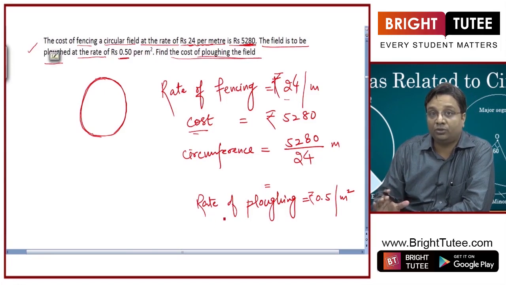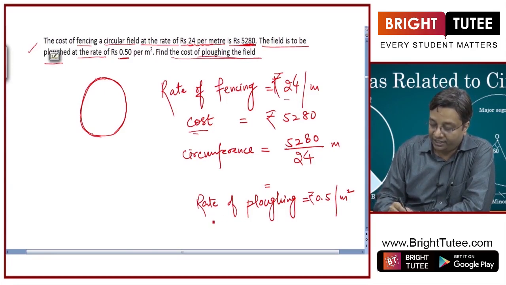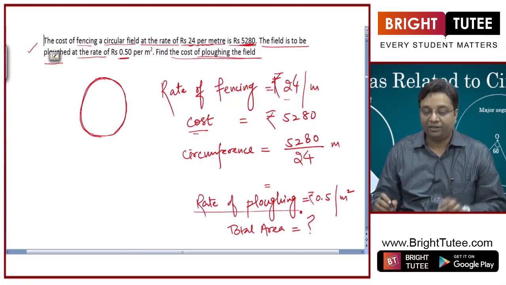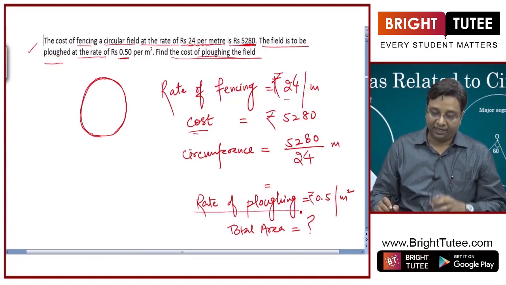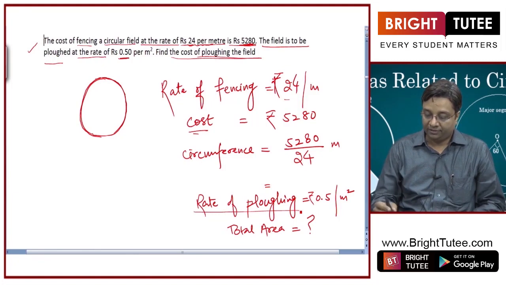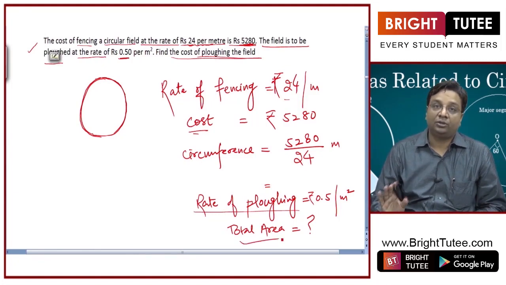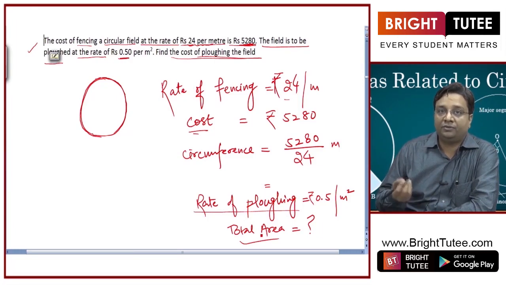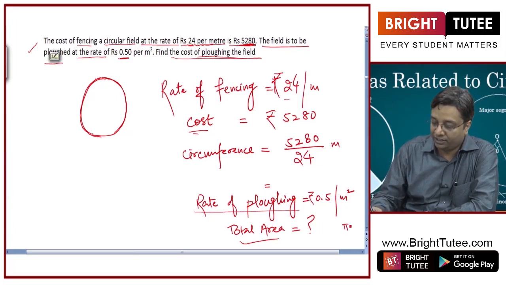Now, we need to find the total cost. For that, what we need is total area. Total area is required. If I get the area, I will multiply it with the rate of plowing, then I will get my answer, which is the cost of plowing this field. Now, I just need the total area. To calculate total area, what is the area of circle? It is pi r square. So, I need the radius.